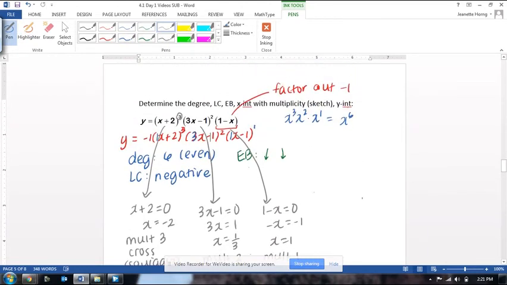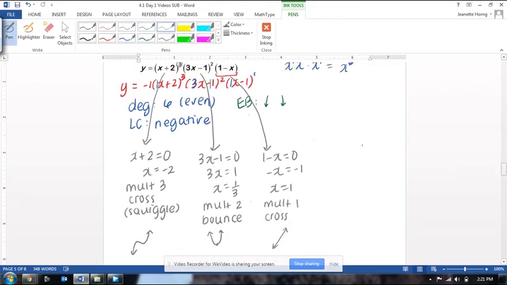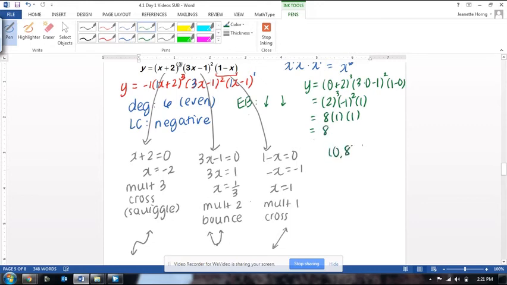The last thing before we actually sketch it, I would like to find the y-intercept so I can sketch all of them all at once. The y-intercept is just found by putting in 0 for your x value. So I'm going to say y equals, you can put it in the original, 0 plus 2 cubed, and then 3 times 0 minus 1 squared, and then 1 minus 0. Let's calculate that. Don't forget those exponents. When people forget those exponents, it completely changes what the value of your answer is going to be. So looks like I got 0, 8 as my y-intercept.